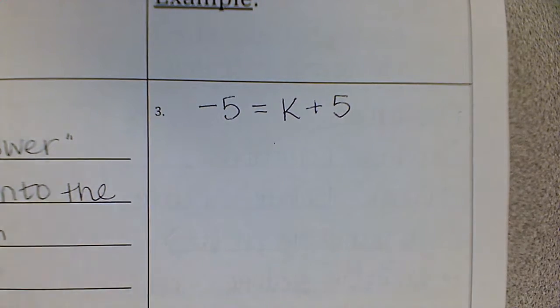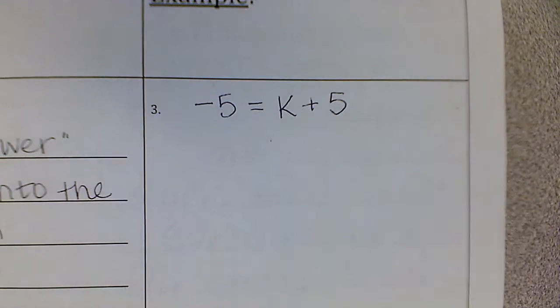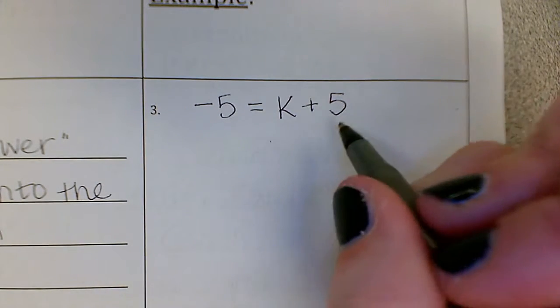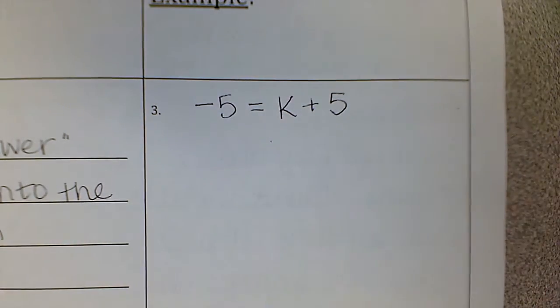So, and we'll do someone besides Bryce, who would like to raise their hand and tell us what I'm going to go ahead and do to both sides here so that I can get my k to be alone? I'm going to pretend like Eva's raising her hand. Eva, go ahead. Tell us what we would do. And I'm going to pretend like you did that correctly, which I'm sure you did.